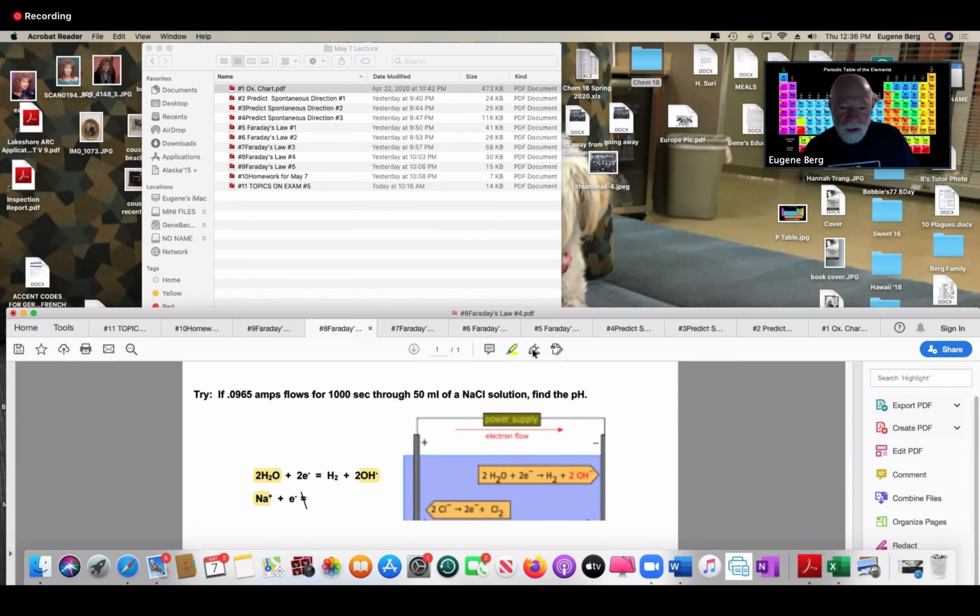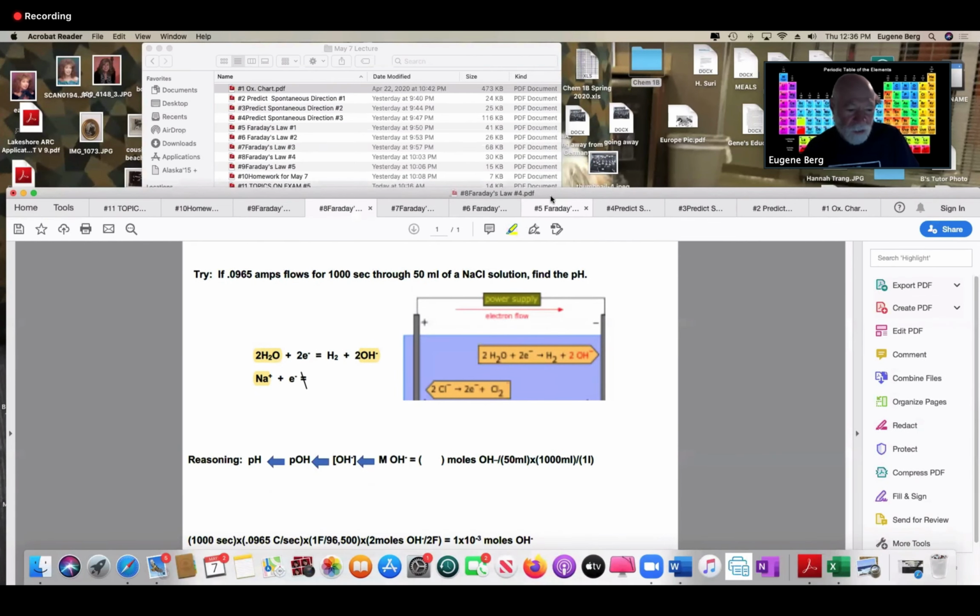Okay, now let's look at what I think would be the attack on this. We're trying to get pH, and obviously if we're going to get hydroxide ions, we would have to get pOH first. And what is pOH? It's an abbreviation for the hydroxide ion concentration. Okay, now what's the definition of that bracket? What's molarity of hydroxide? It would be moles of hydroxide per liter.